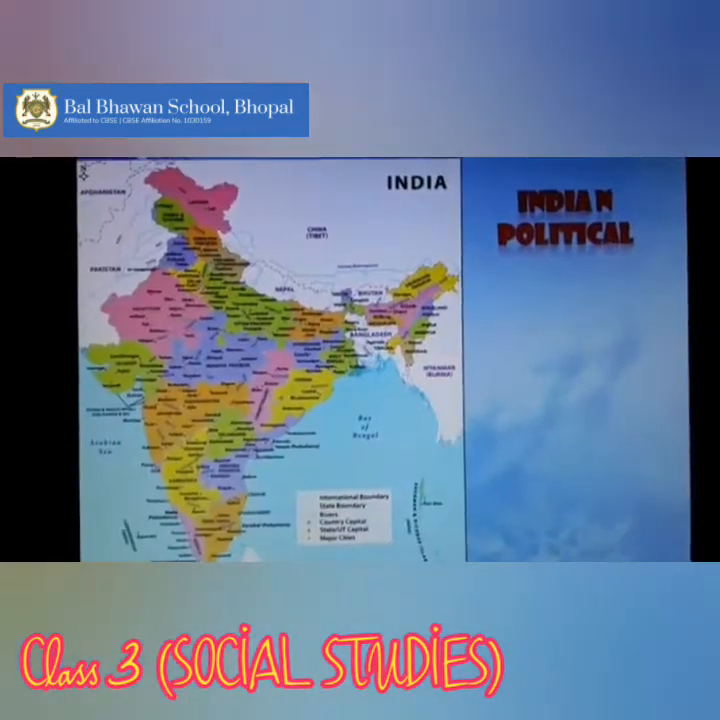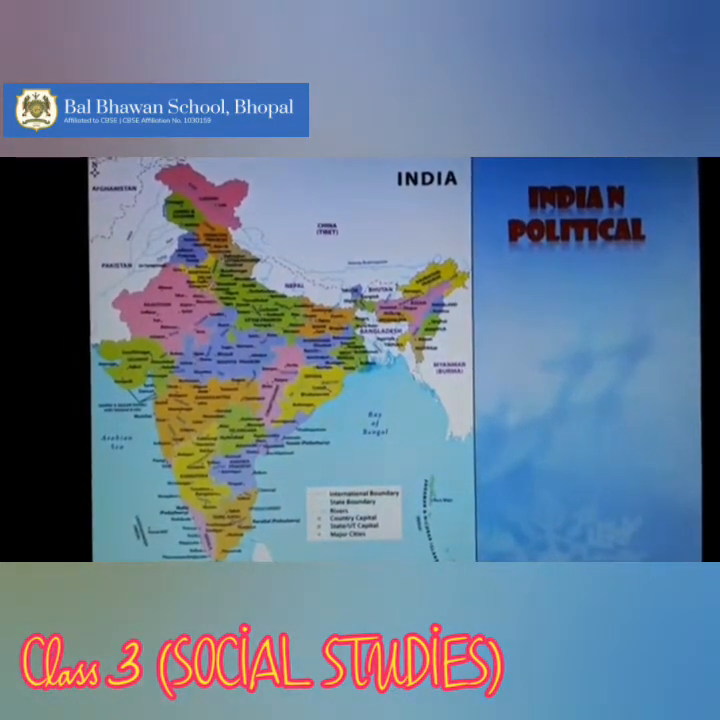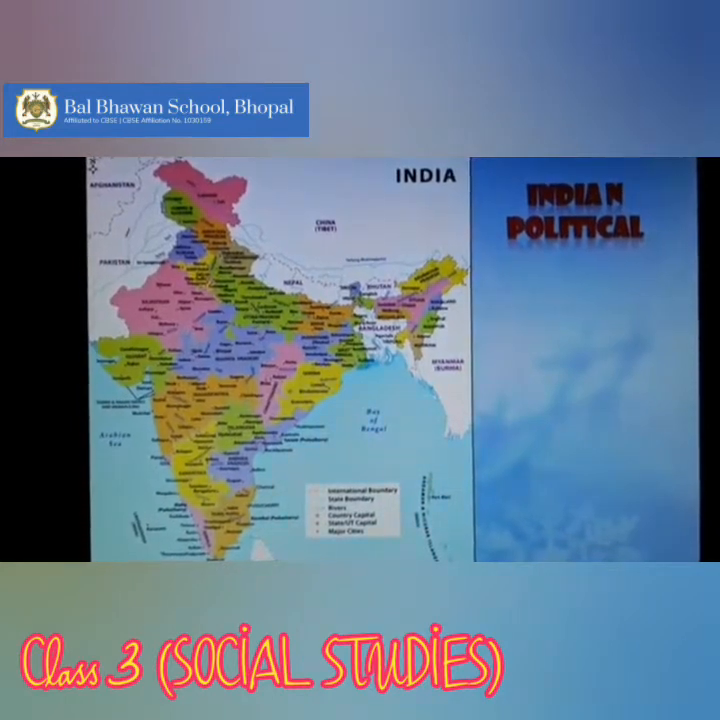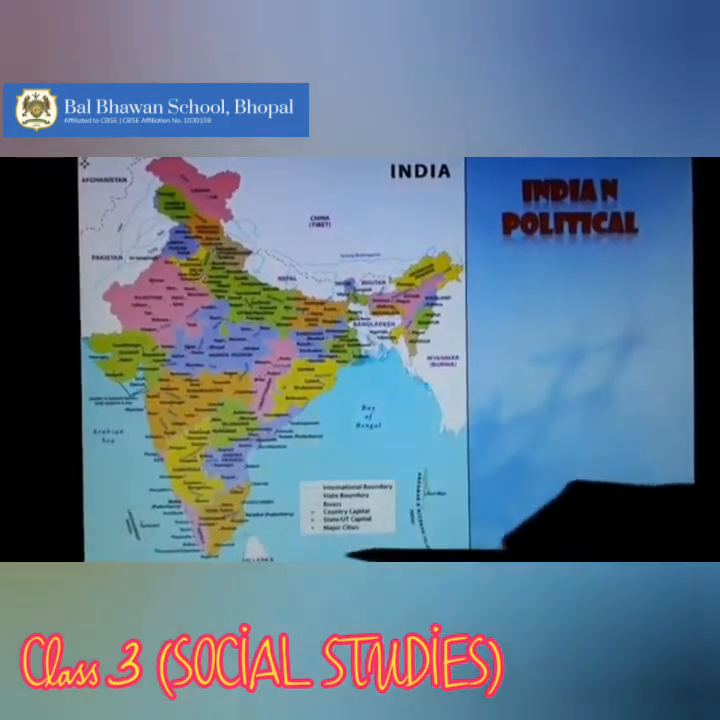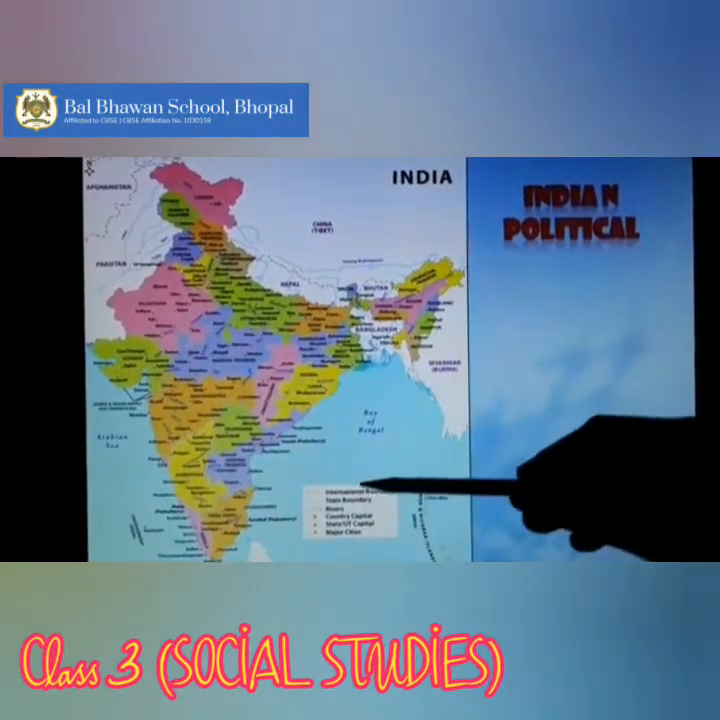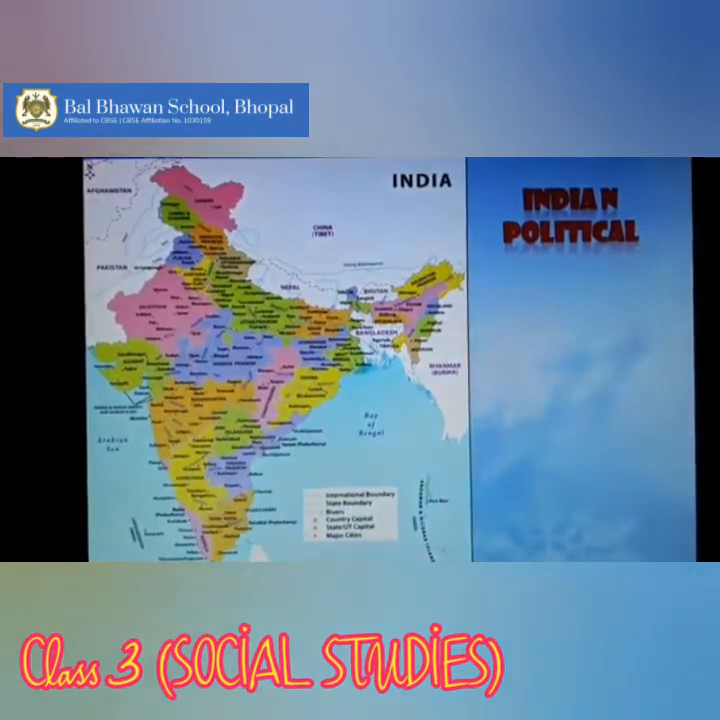Then in this political map of India, you can see the boundaries of different states and cities. And here you can also see a map key. Here is a compass rose.